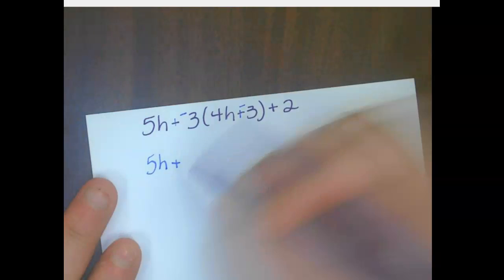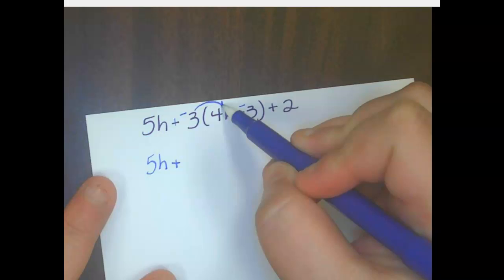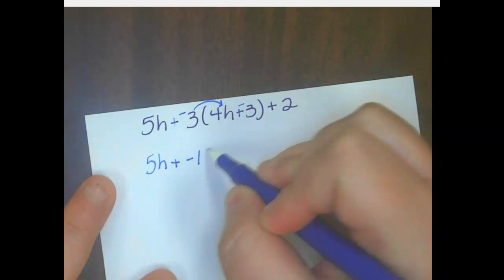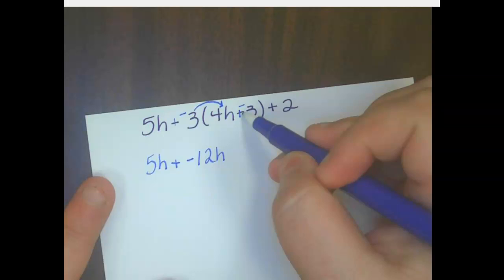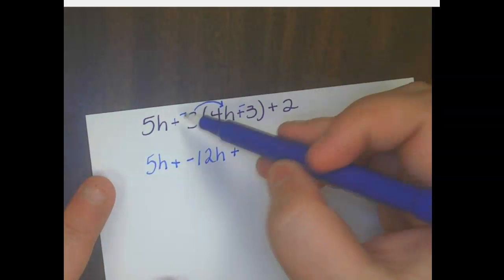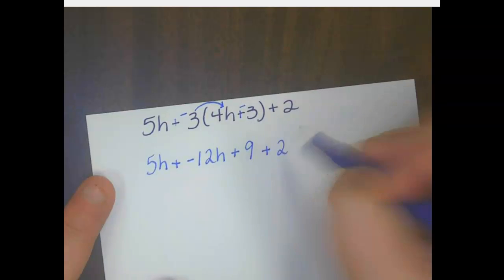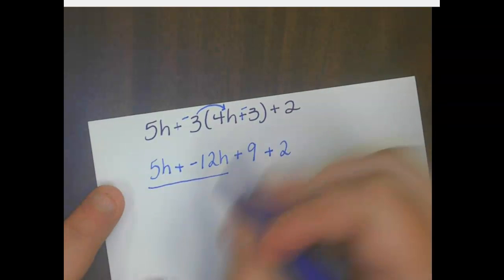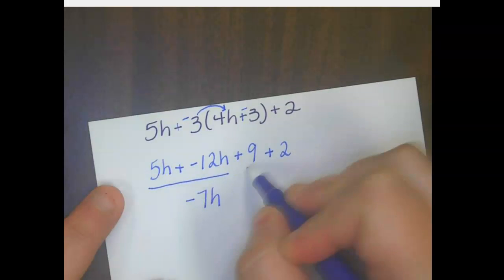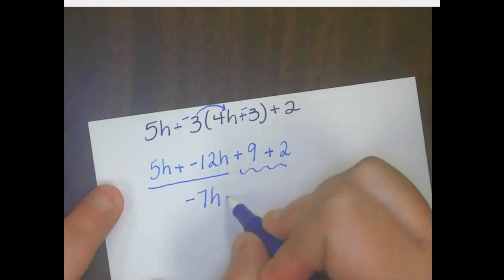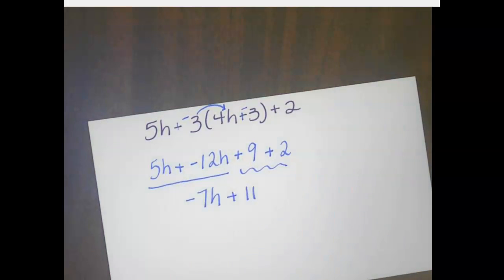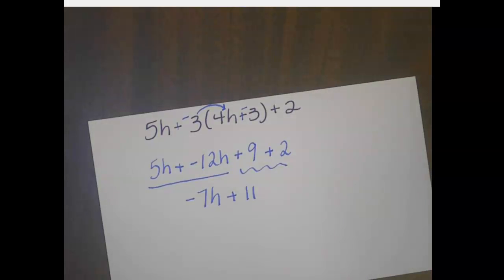Bring down my addition. -3 times 4 is -12h. Bring down my addition sign because I changed it. -3 times -3 is 9. Bring down my +2. Here I can combine my 2 h's. Here I can combine my 2 numbers. We should have gotten -7 plus 11. Alright, questions on those? Pay attention to the subtraction before the parentheses.